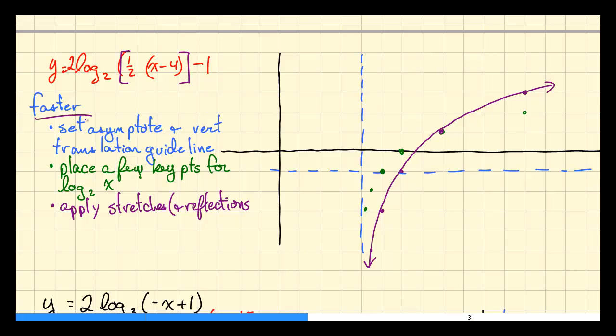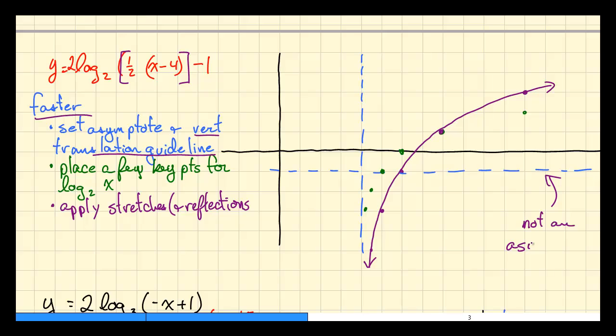So here's what I think is a faster method for us to graph this. If we set the asymptote and the vertical translation guideline, so by the asymptote, I know that I'm moving it to the right 4, so I've done this here, and I'm going to be moving my graph down 1. So that's what I mean by my vertical translation guideline. I've drawn it out here, not an asymptote. Okay, this is not an asymptote.